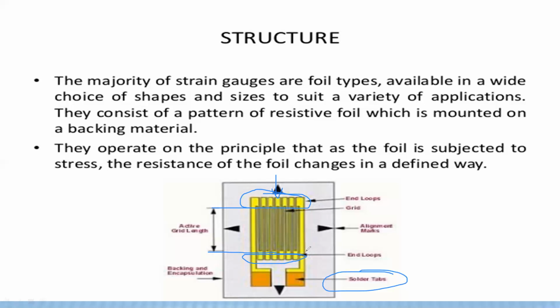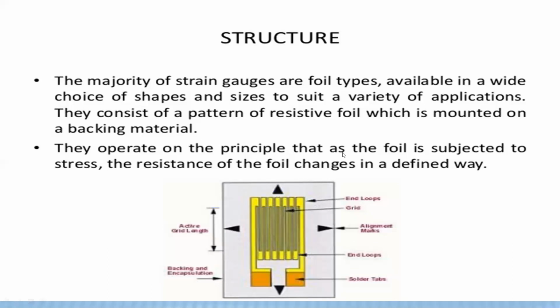In this there are end loops, and next, alignment marks, and baking and encapsulation. That is the overall thin material placed on the strain gauge area. Those are the different components assembled in the strain gauge. So that is the construction of a strain gauge.